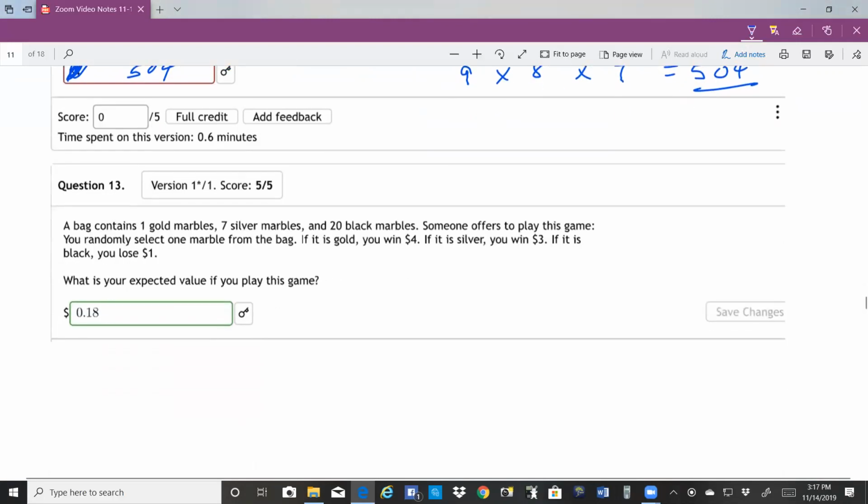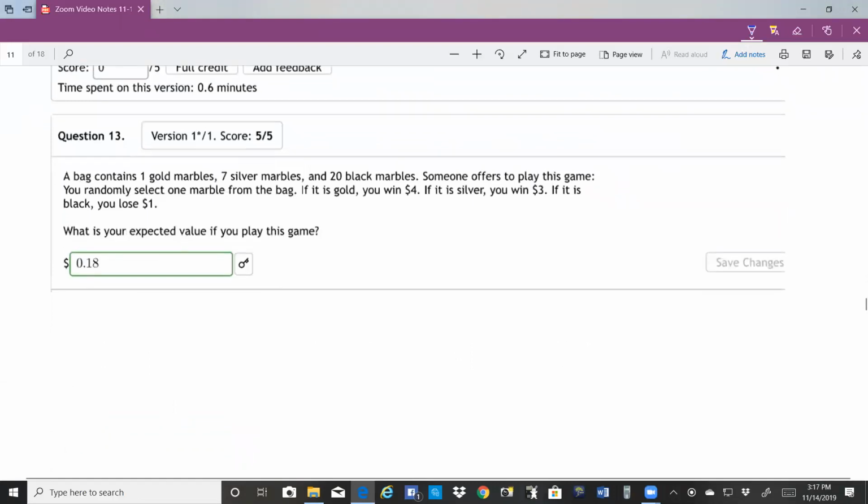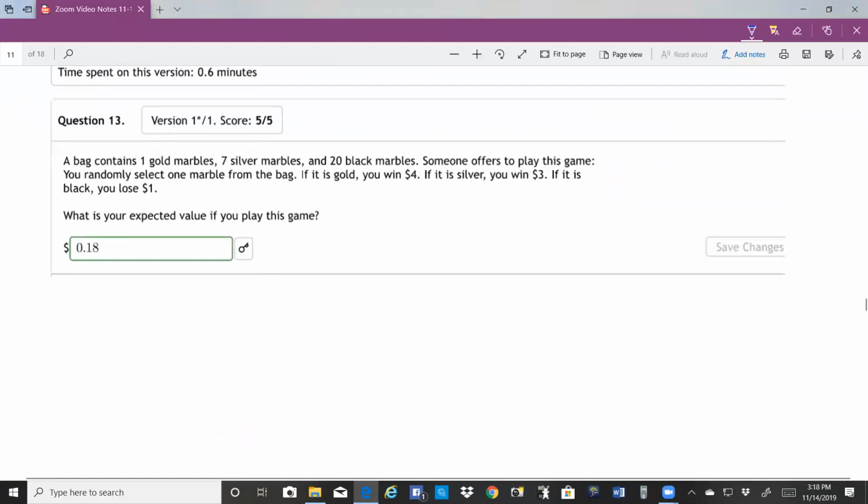Number 13 is to find the expected value if you play the game with various colored marbles. You have 1 gold marble, 7 silver marbles, 20 black marbles. If you draw a gold, you win $4. If you draw a silver, you win $3. If it's black, you lose $1.